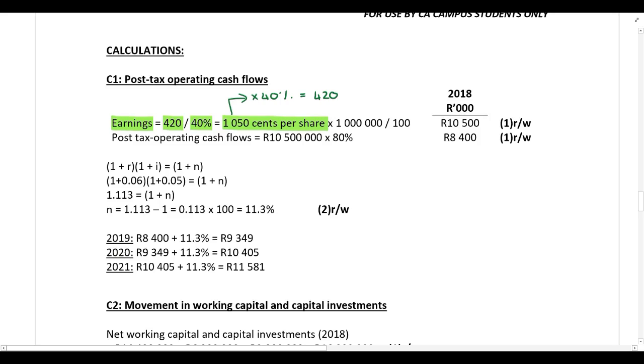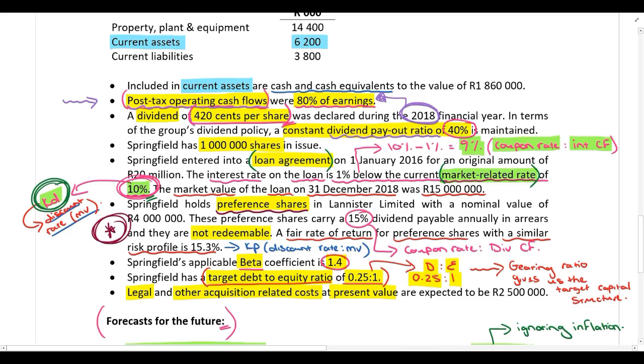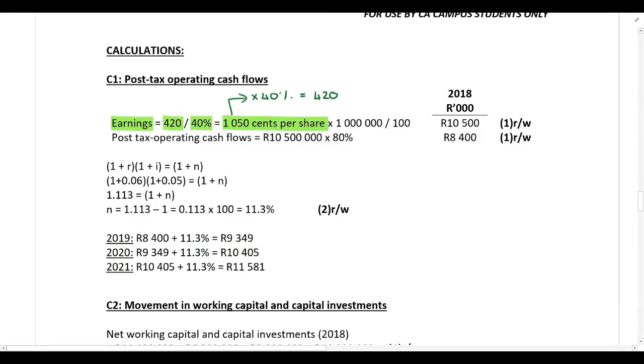Now, we obviously don't want this information per share. We want earnings in total so that we can get our total cash flows. But it's not a problem because you were told that Springfield has 1 million shares in issue. So you can easily calculate earnings in total, just multiply by the number of shares in issue. Then I'm just dividing by 100 because this is in cents. So I'm converting this from cents into rands. And then please remember, guys, as per the required, everything must be rounded to the nearest 1,000 rand. So just check your rounding there as well.